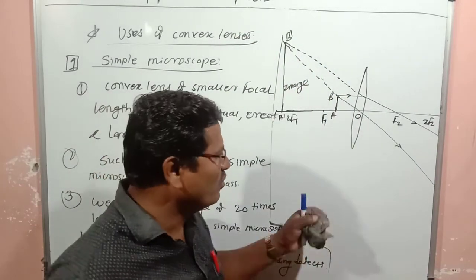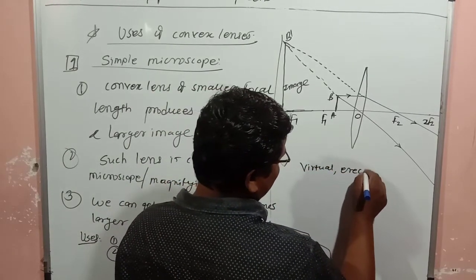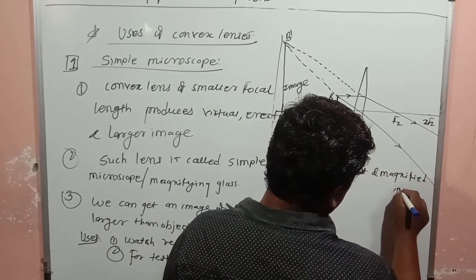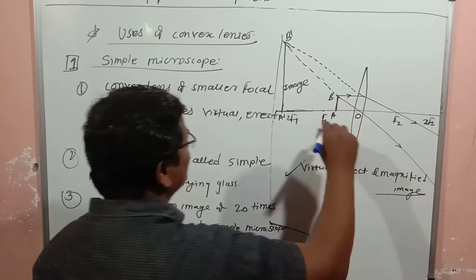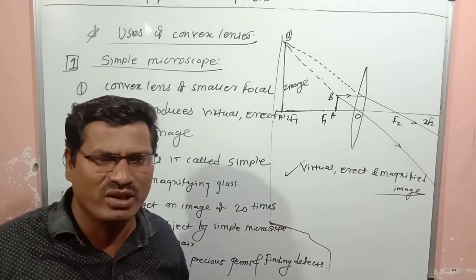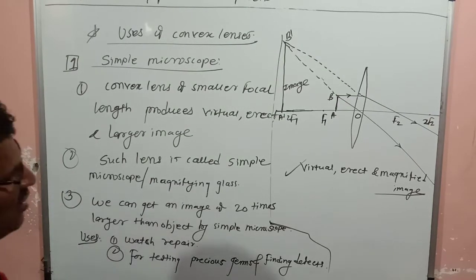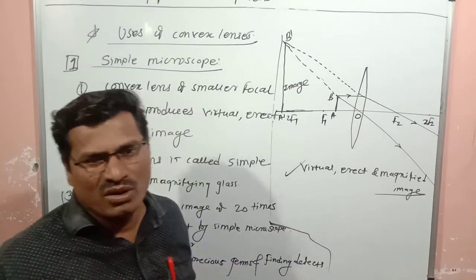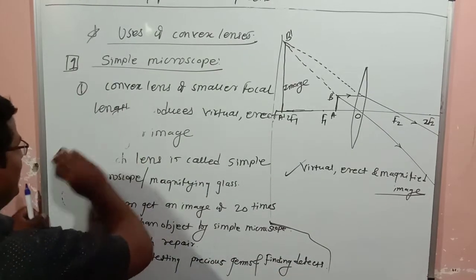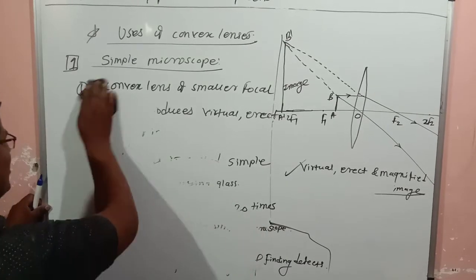So what type of image is it giving? It is giving a virtual, erect, and magnified or larger image. But who is producing it? A simple microscope, or simply you can say a convex lens. After this, the next point we are going to study is the compound microscope, its structure and working.